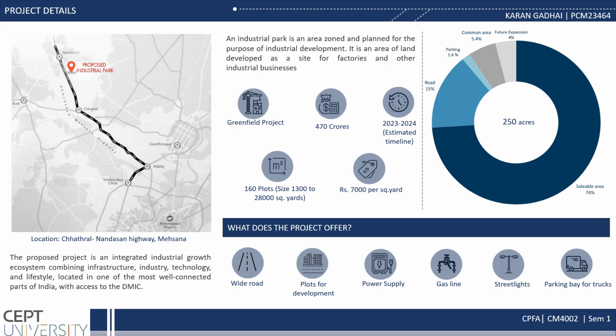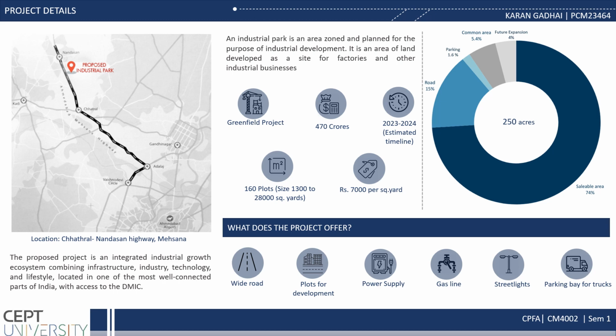Minimum plot size available in this industrial park is 1300 square yards and size varies till 28,000 square yards. Selling price of plots for the first year is rupees 7,000 per square yard. Total area of the project is 250 acres from which 74% is sellable area, 15% roads, 1.6% for parking, 5.4% is for common area and 4% which they have kept for the future expansion.